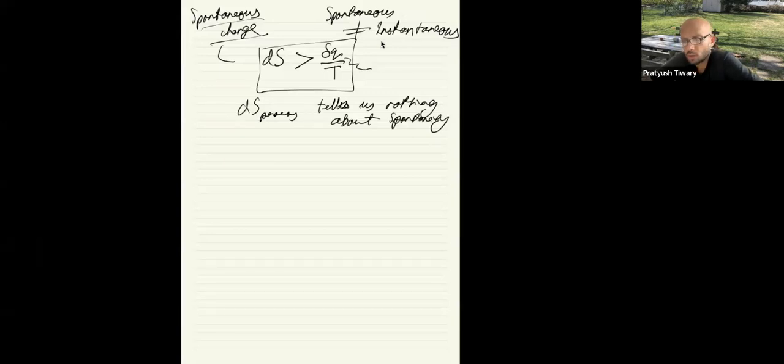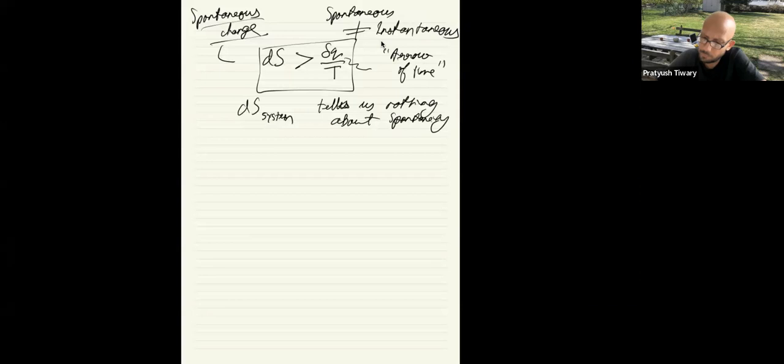Yeah, good point. In general, just looking at dS of a process, or actually I want to call it dS system, does not tell me anything about spontaneity unless I compare it to delta Q by T. And so far in thermodynamics, this is the only definition of spontaneous change. This is our arrow of time. Time only moves forward, and this is what defines the arrow of time.